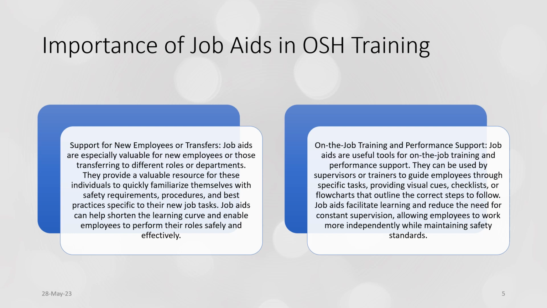Job aids are useful tools for OJT and performance support, and they can be used by either supervisors or trainers to guide employees through a specific task, providing visual cues and checklists that they can follow. So job aids facilitate learning and reduce the need for constant supervision. In other words, you don't have to rely so much on your trainers and supervisors, but with the job aids, eventually it gives you some ideas and input on how to perform certain work safely.